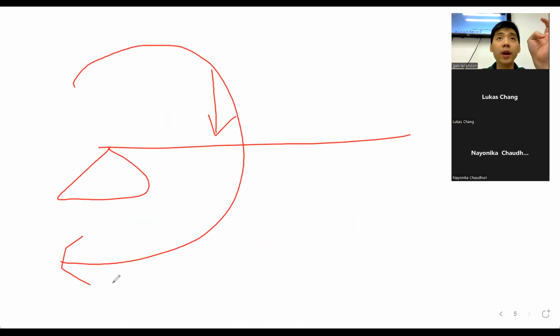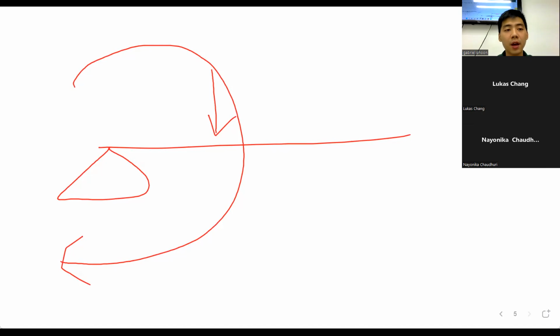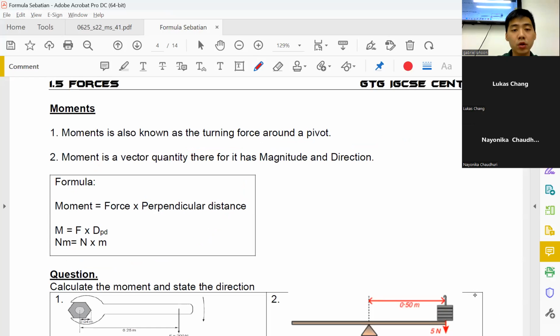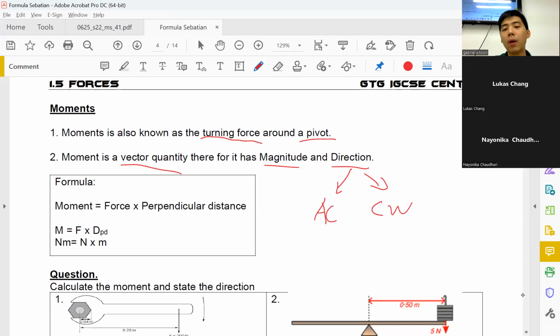Guys, pay attention now. Whether it is clockwise or anti-clockwise, it depends on where the pivot is. So having said that, first and foremost, you need to understand that moment is known as a turning force around a pivot. It must have force, it must have pivot. It is the first thing. Moment is a vector quantity, therefore it has magnitude and direction. This one here will either be anti-clockwise or clockwise.